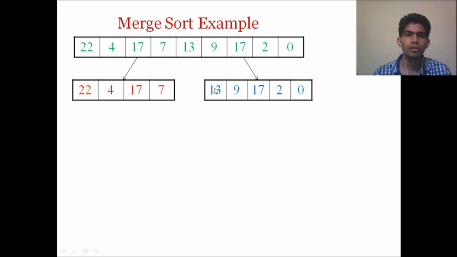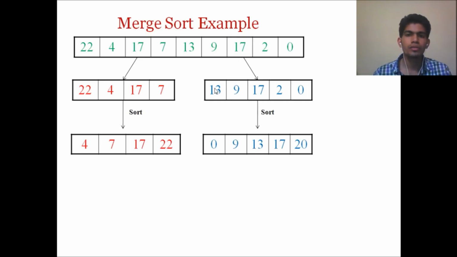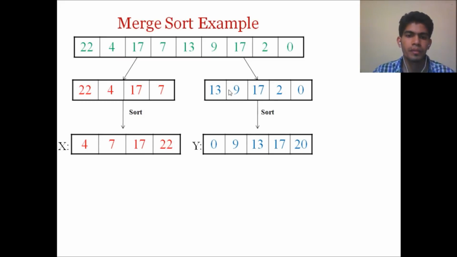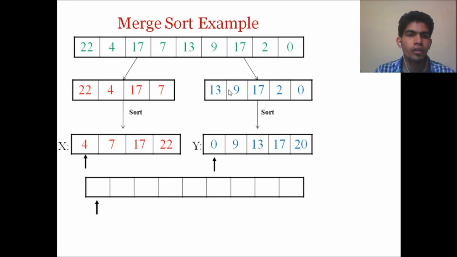If we are somehow able to sort these two subarrays, then we can use some approach to merge these sorted arrays to get the main sorted array. Now we assign names to these two sorted arrays as x and y. We also have a resultant array in which we want the sorted array. We have three pointers, one pointing to the initial element of x, one to the initial element of y, and one to the initial element of the resultant sorted array.